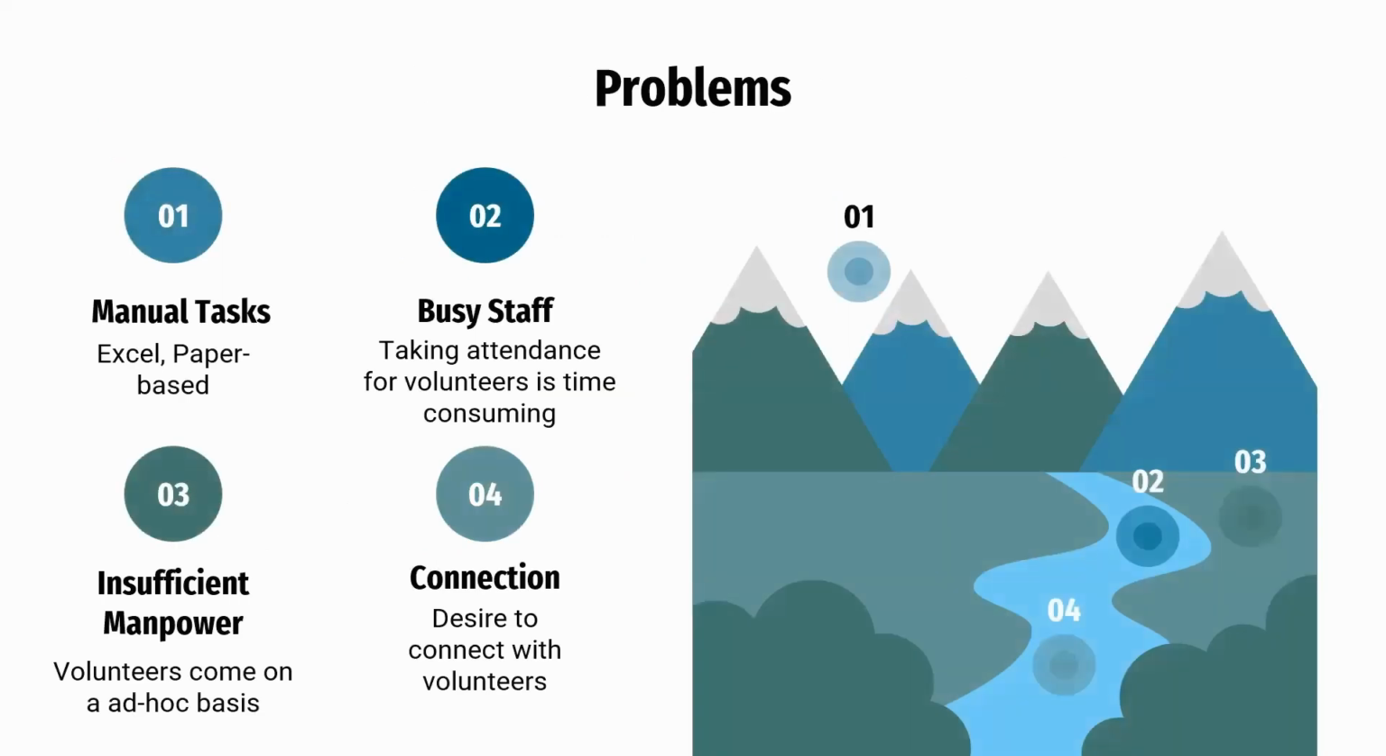However, they face a multitude of problems. Firstly, many of their tasks are manual, such as using Excel and paper. Moreover, their staff are very busy taking attendance for volunteers as well as attending to the beneficiaries. They also experience insufficient manpower from volunteers who come on an ad hoc basis, and therefore there is a desire to connect with volunteers so that they can volunteer more often.